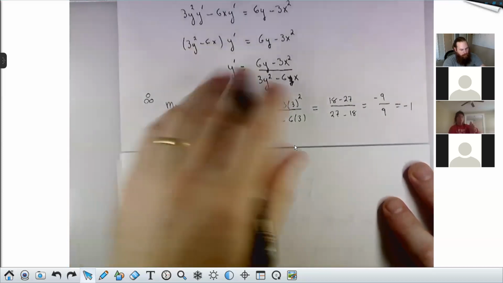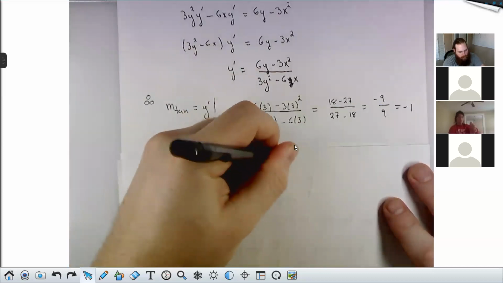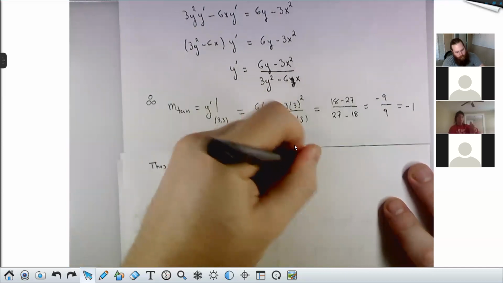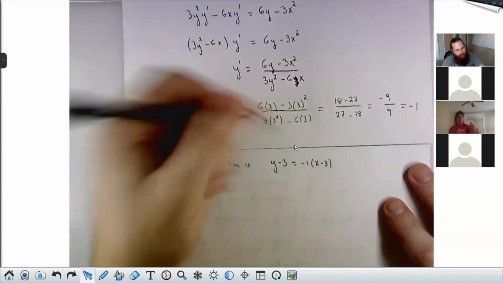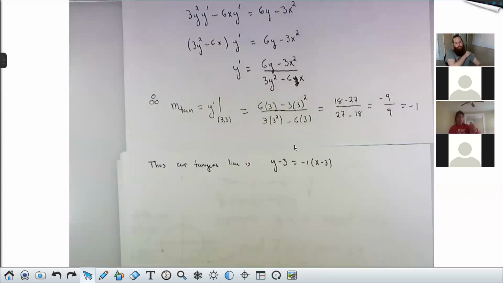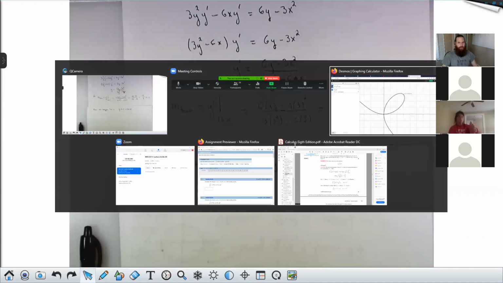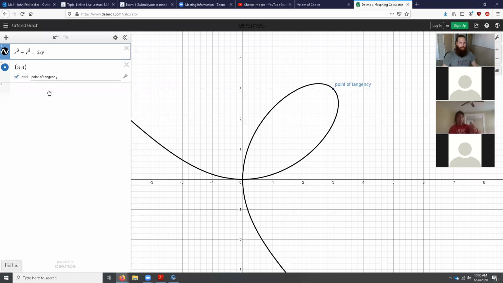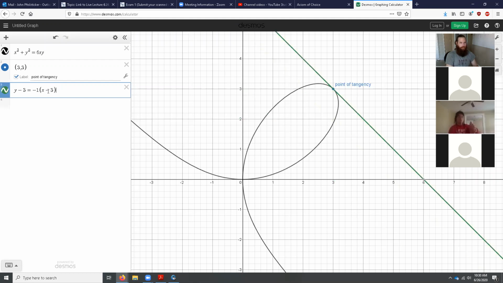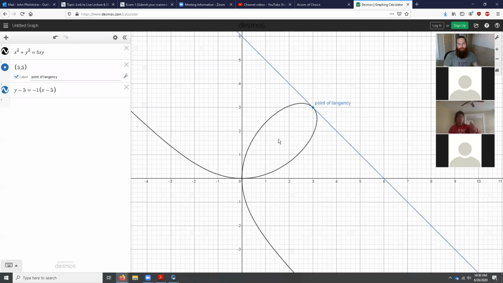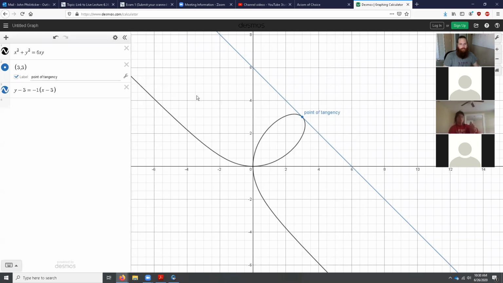In point slope form, that's y minus 3 equals -1 times x minus 3. And we can verify. There it is. And just like we thought, the slope is -1. You see here that it just barely kisses the graph. And we could do this at any point, even though this thing is not a function.